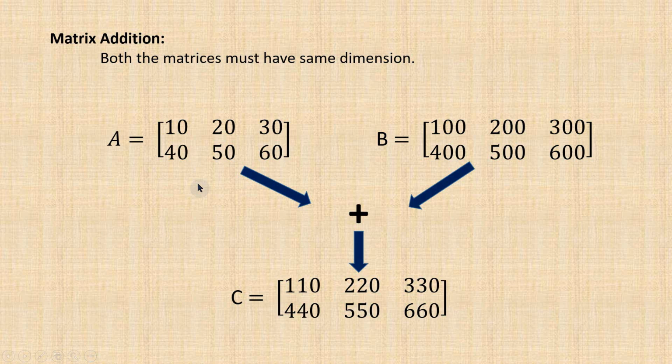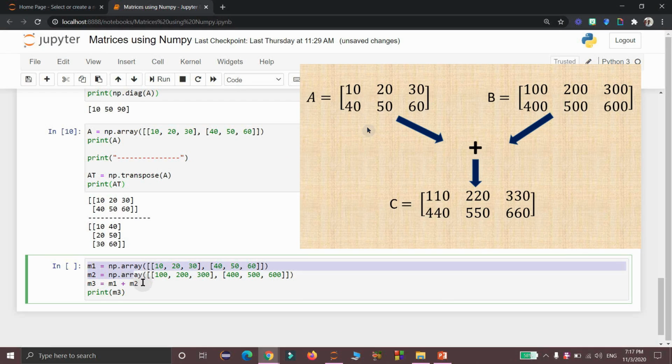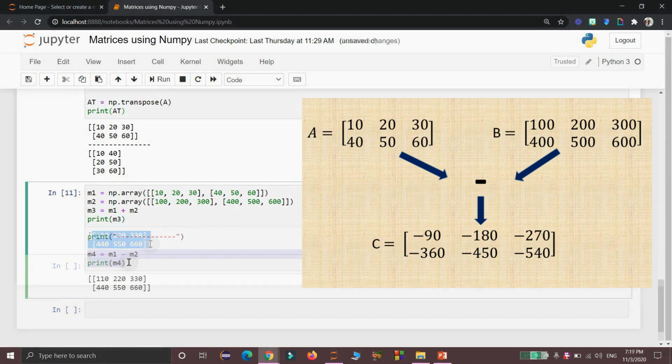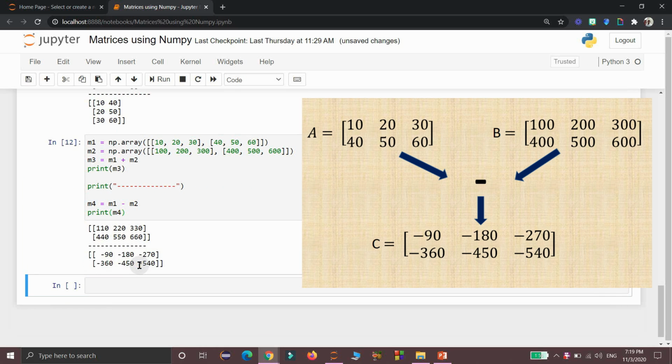Here I am considering M1 and M2 as matrices, and I have used plus to add these two matrices and produce the sum matrix in M3, and then I display M3. Then I got the sum of these two matrices as M3. Now I am subtracting M1 and M2 by using the minus sign. That difference matrix is loaded into the M4 matrix, and I display M4. If I run this cell again, I get the difference matrix.